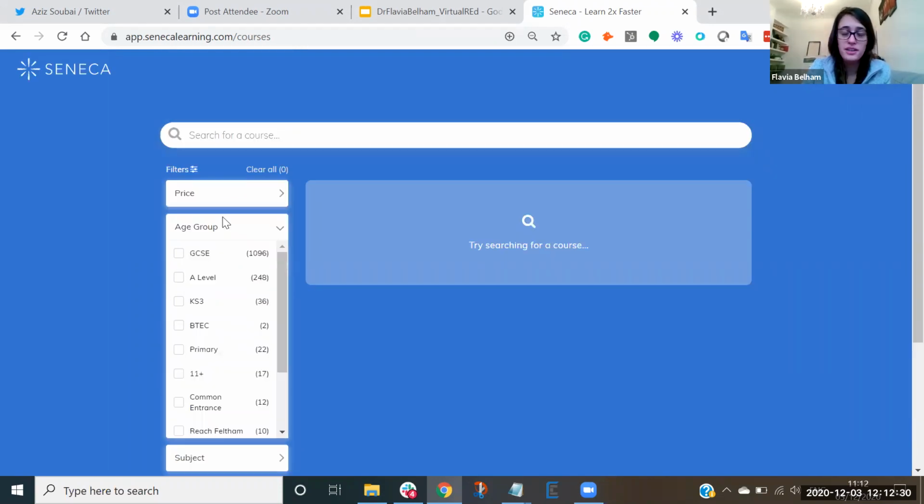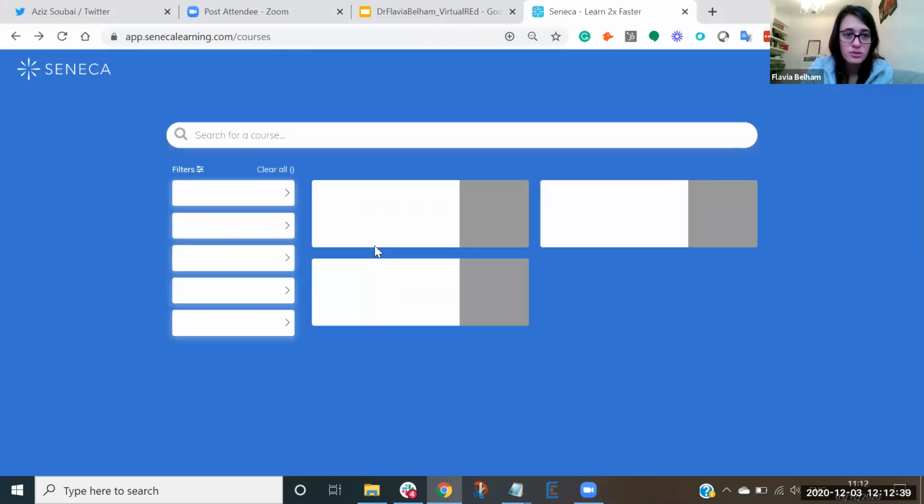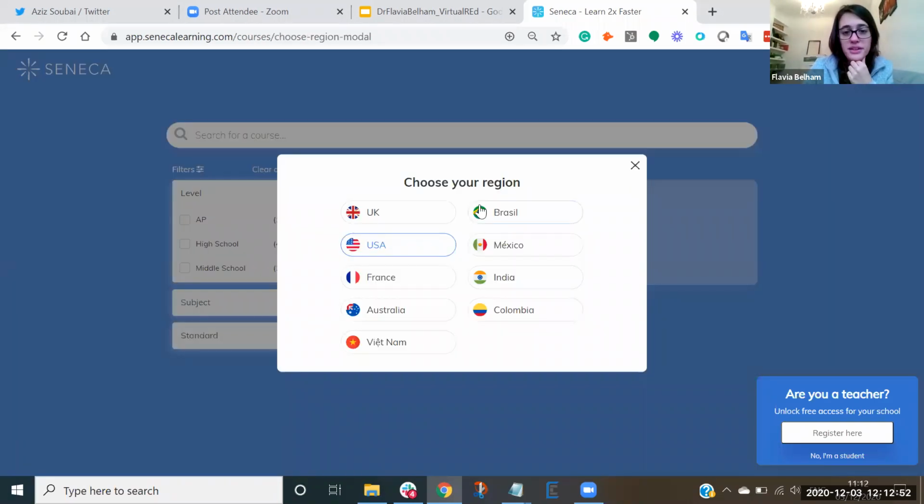We also have, depending on which school you are, if you follow the American curriculum, you can click here on the flag, go to the USA. And then you'll see that we have AP, High School. So we have courses that hopefully adapt to what you're teaching. These three are the most complete. I don't think any of you will be in Brazil, but those three are the most complete ones. But we also have some courses for other countries as well.